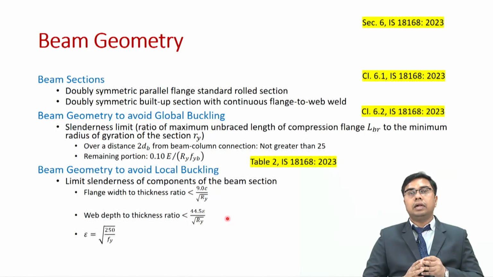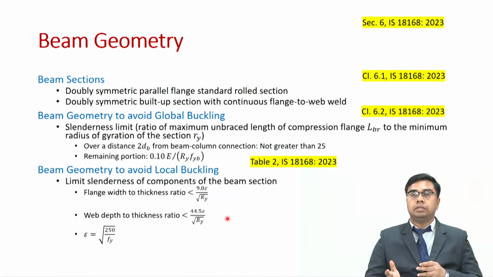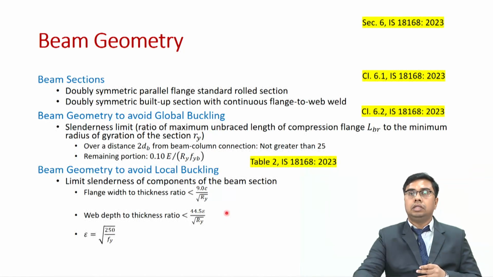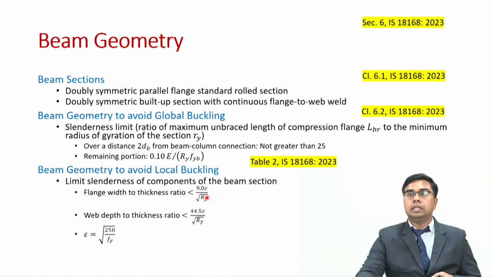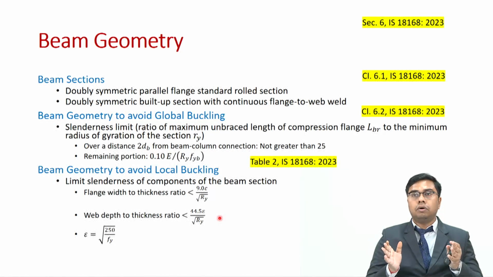Now, if you compare these values against table 2 of IS 800, then there is a lot of difference. These values are obtained from table 2 of IS 18168. In table 2 of IS 800, where you have the section classification available, you are free to use sections which are compact and semi compact, which have slenderness higher than this. So, what it essentially means is that imposing these limits limits your boundary of using various steel sections.